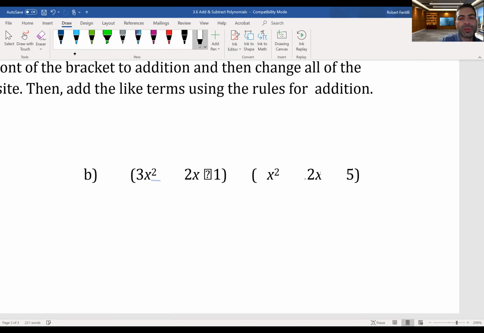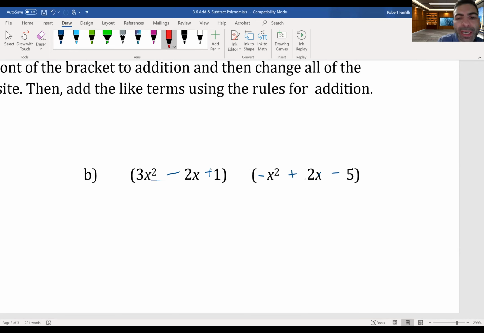And Word changed their equation editor, so it makes things a little bit harder. All right, let me change this question. It should be 3x squared minus 2x plus 1, and then in brackets, negative x squared plus 2x minus 5. Okay, that's what it should be.